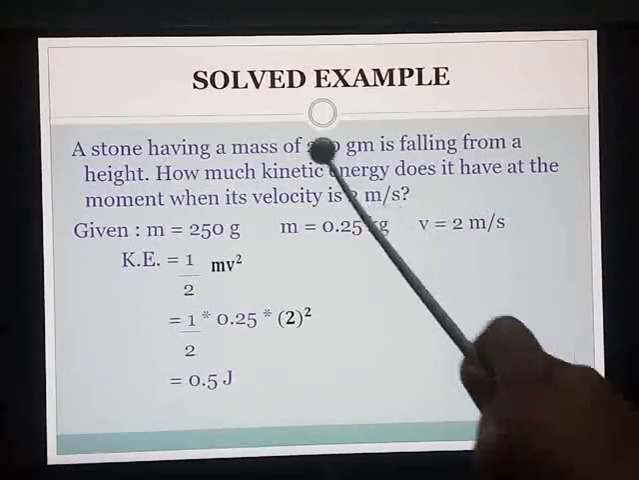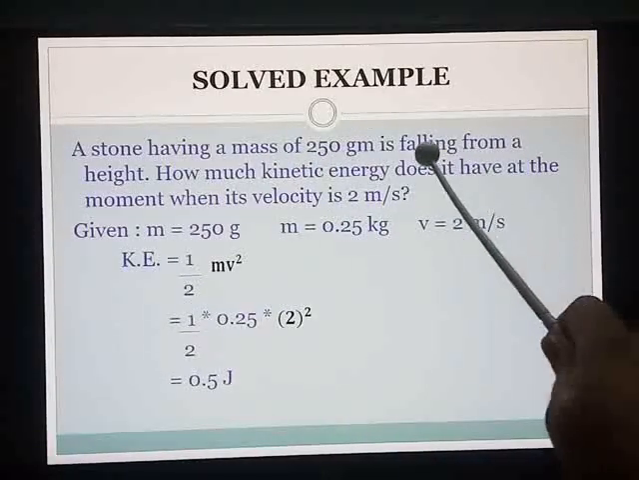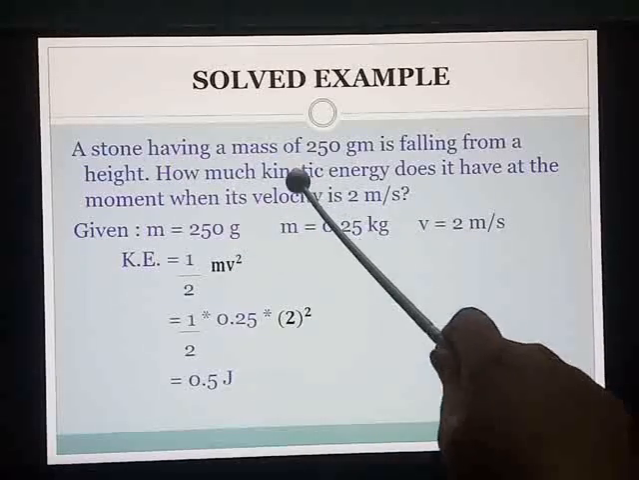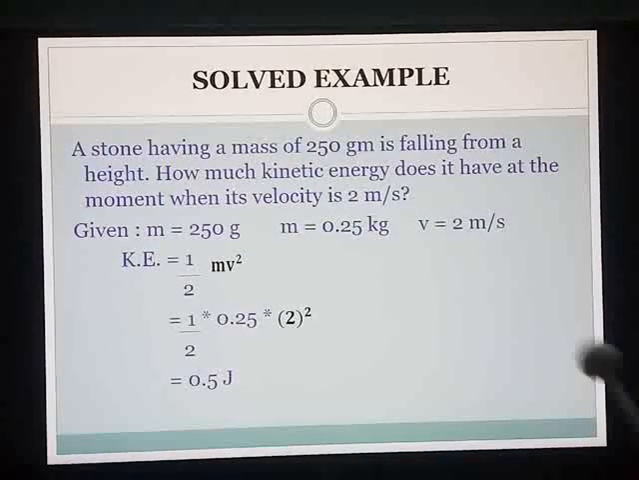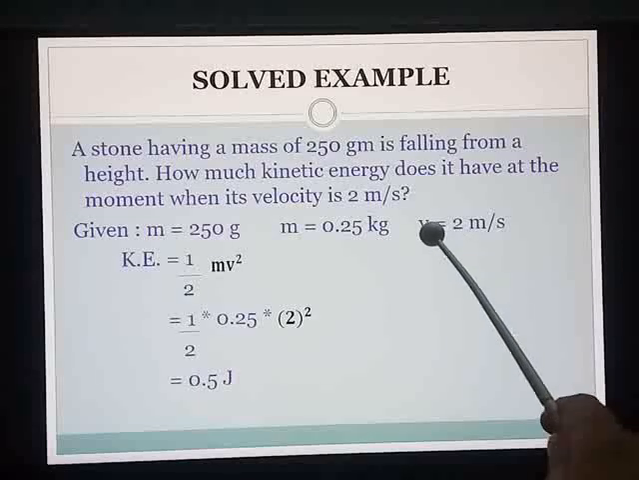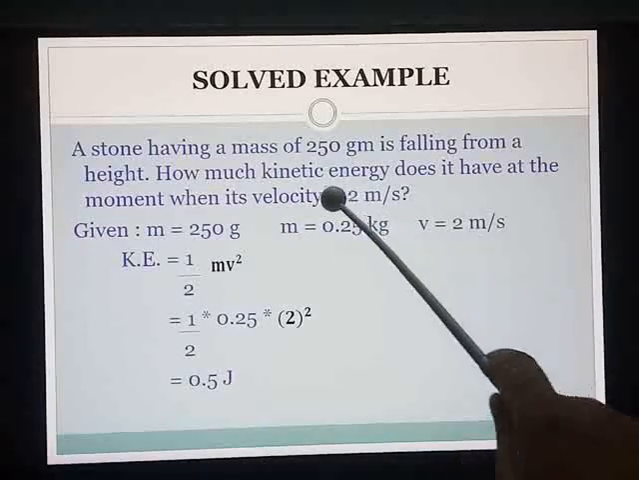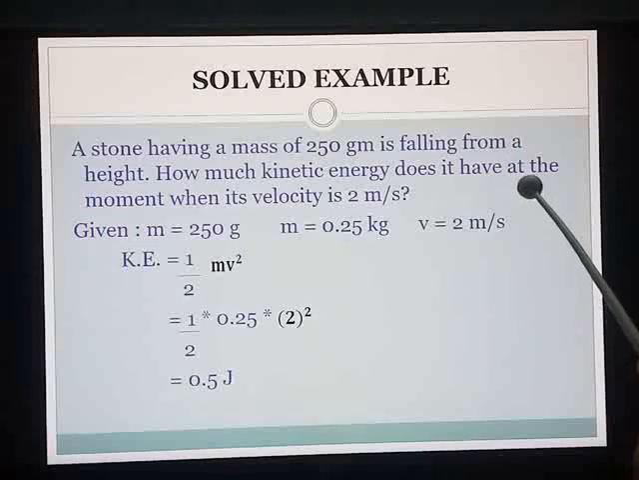A stone having mass of 250 grams is falling from a height. How much kinetic energy does it have at the moment when its velocity is 2 meter per second? Now the stone is having mass 250 grams, falling from a height. So what is mass? Mass is equal to 250 grams. What is final velocity? What have they told? How much kinetic energy does it have at the moment when its velocity is 2 meters per second? So final velocity v is equal to 2 meter per second, and you want kinetic energy.